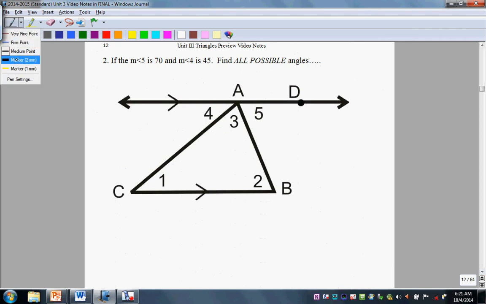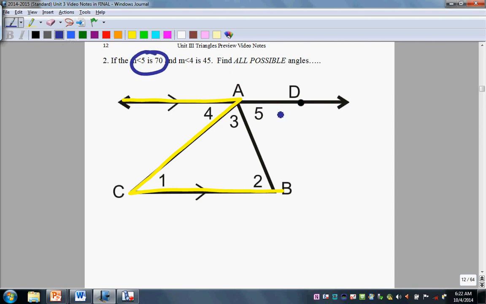Another problem, taking a look here, what you should have immediately noticed is that we have armpits of the Z going on. And we are told that the measure of angle 5 is 70, and the measure of angle 4 is 45. And our goal is to find all possible angles. Because we have parallel lines, we need to watch out for armpits of the Z.